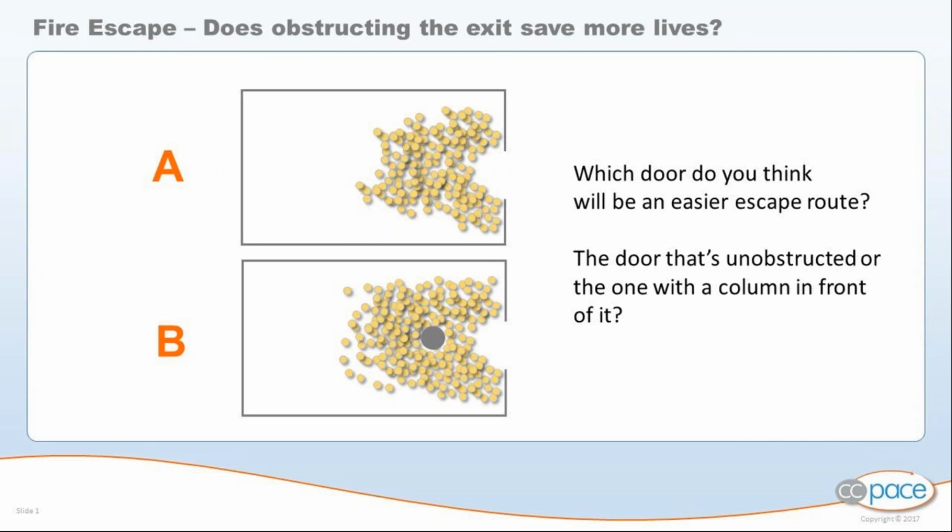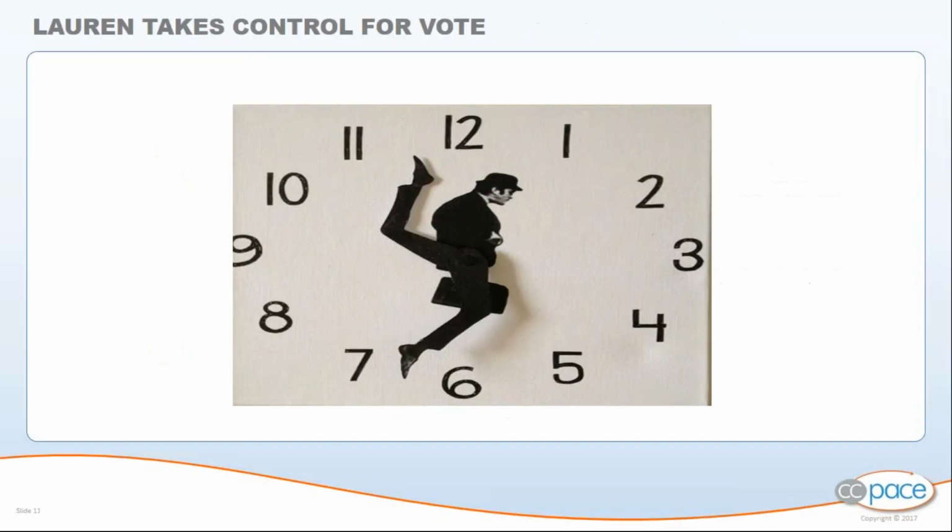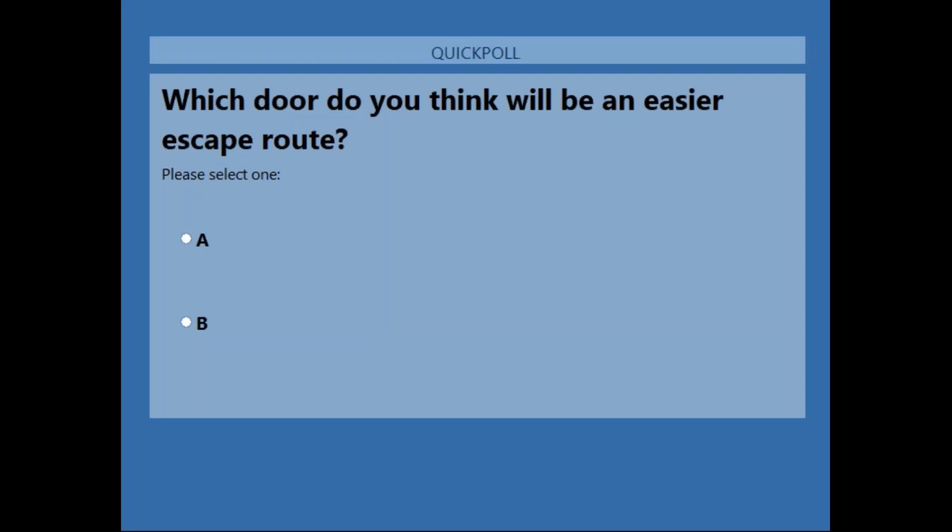So Lauren, if you can poll the people, and we're going to give you about 10, 15 seconds. Everybody wins. There's no problem. So again, room A, the door is unobstructed. How fast do you think they'll get out of there? Faster than B or slower than B? And again, room B is obstructed with a column right before the entrance, the exit time.